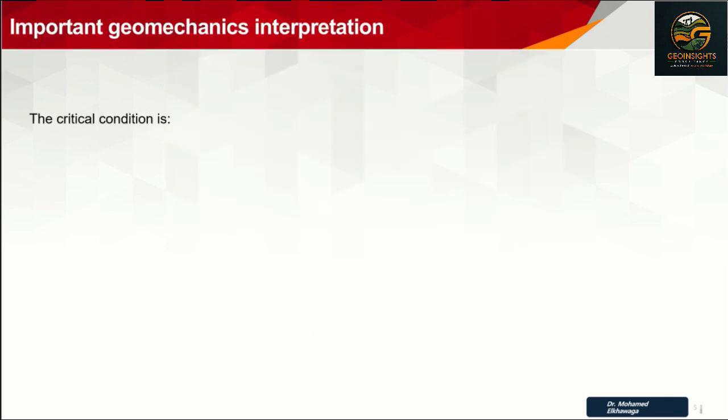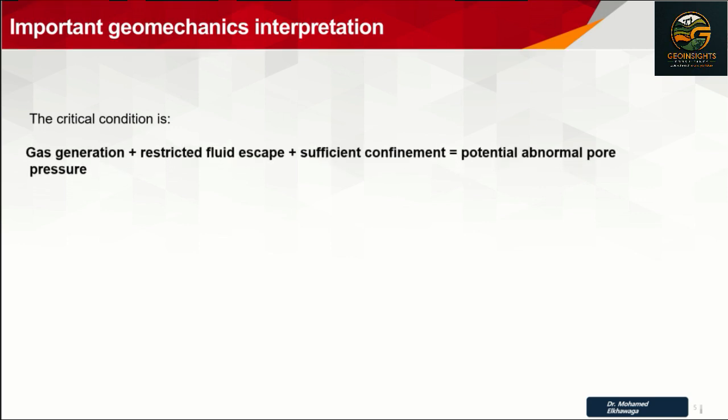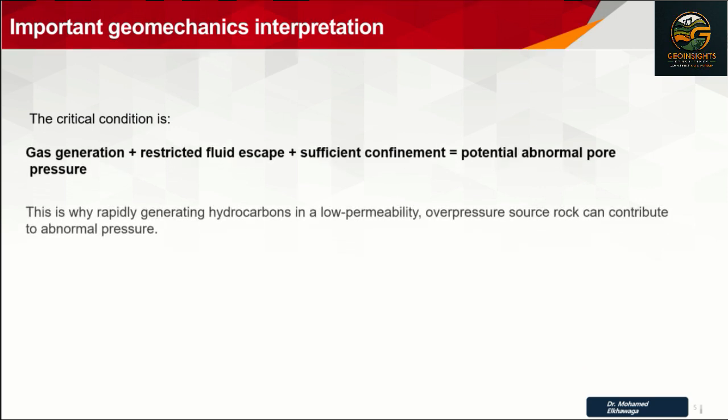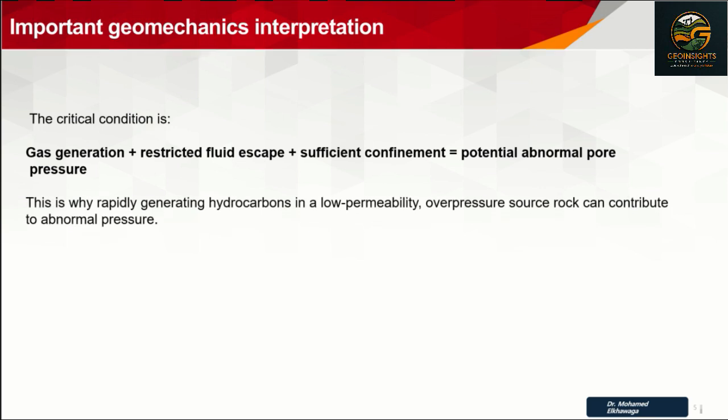Gas generation by itself does not automatically mean high pore pressure. The critical condition is gas generation plus restricted fluid escape plus sufficient confinement equals potential abnormal pore pressure. This is why rapidly generating hydrocarbons in a low permeability, overpressured source rock can contribute to abnormal pressure.